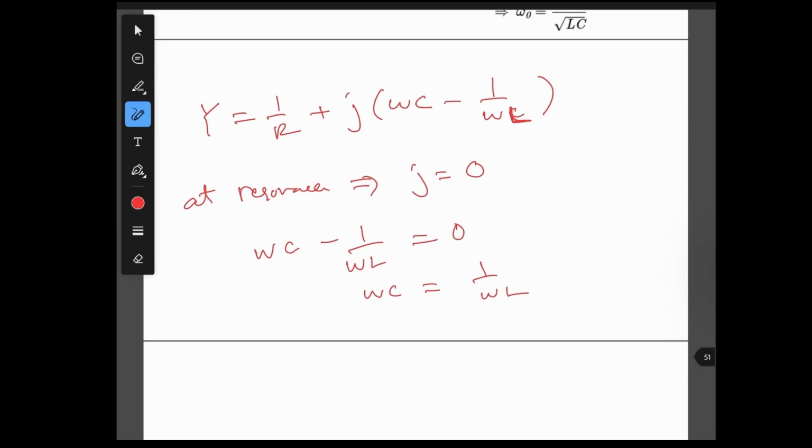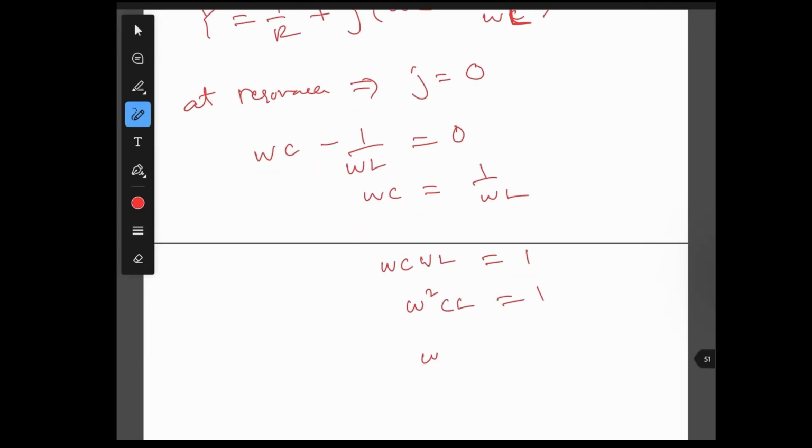Omega C times omega L equal to 1. So omega squared CL equal to 1. Omega equal to 1 over the square root of CL. Okay, this one is at resonance. This is the resonant frequency.